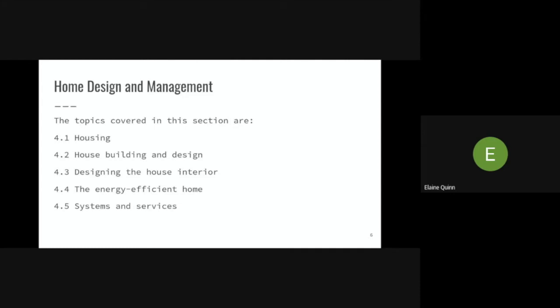Home design and management is one of the elective areas and is the one that we have studied most commonly over the last few years. The first area, housing, deals with housing styles and the extremely topical issue of housing provision. The second section includes planning requirements, professional services, and house design.